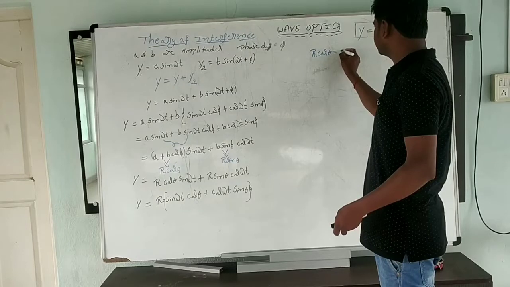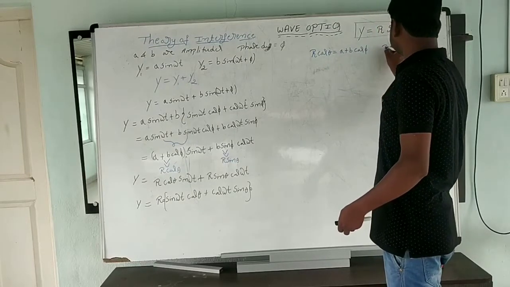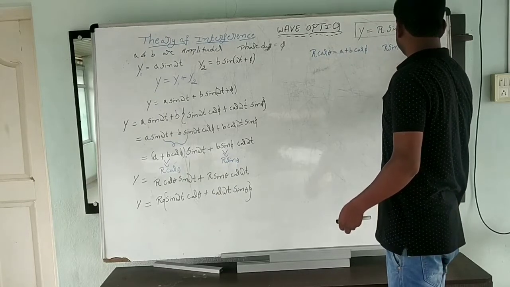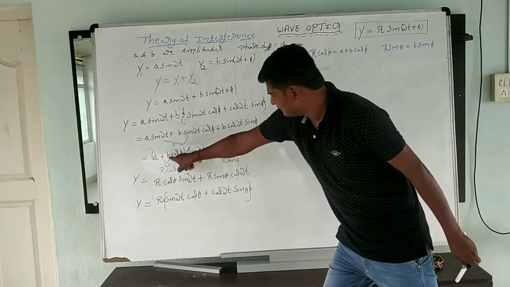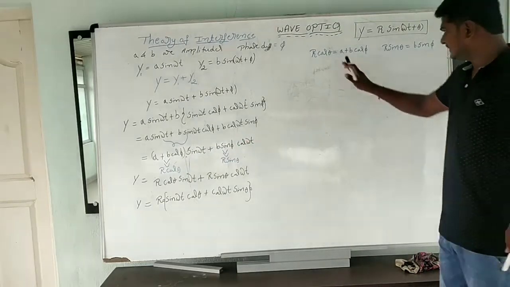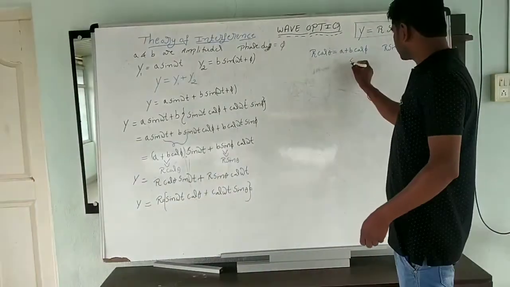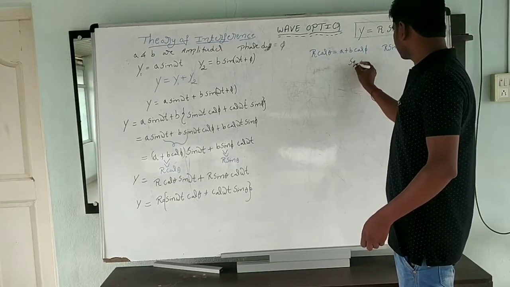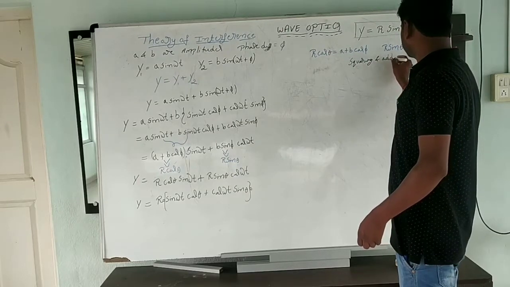R cos theta is A plus B cos phi. R sin theta is what? B sin phi. Okay, R cos theta is A plus B cos phi, R sin theta is B sin phi. Now these two equations I am going to square and add.